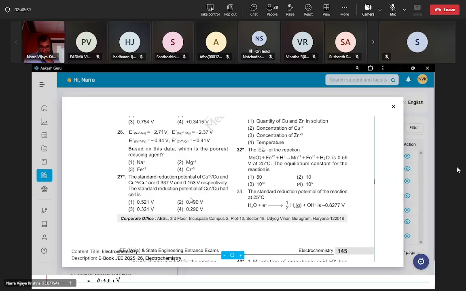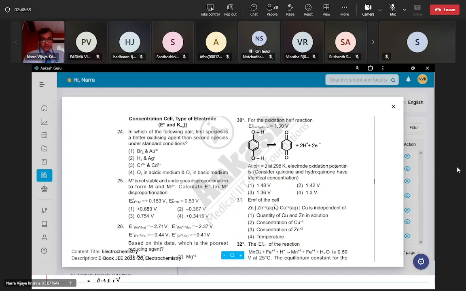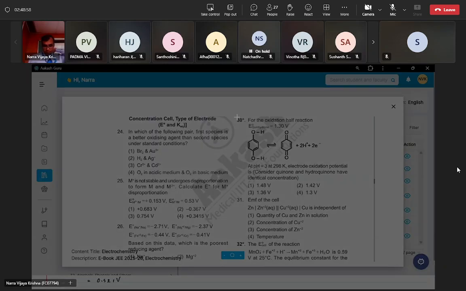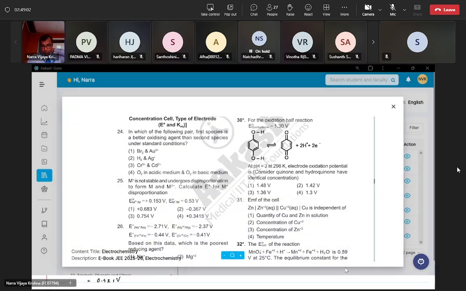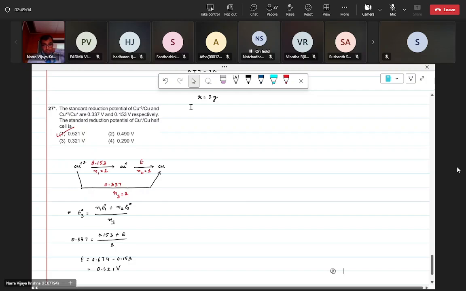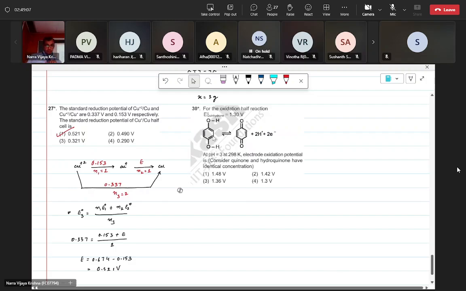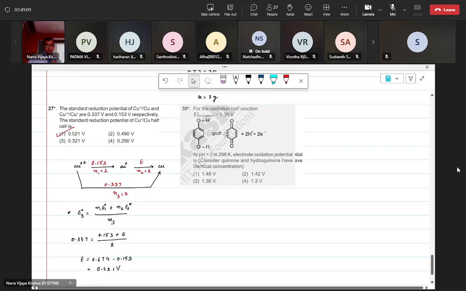After 27, we skip 28 to 30, so this is question number 30. Are you simultaneously checking the answers or not? Solve this question number 30.